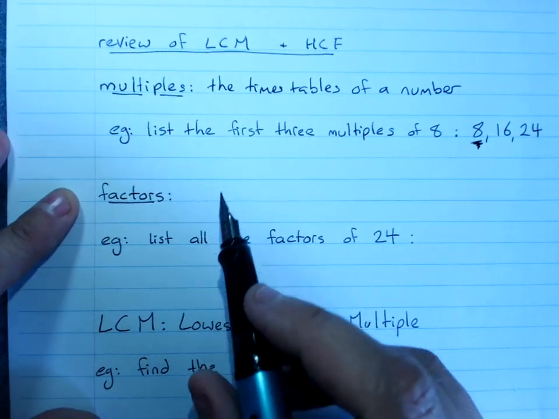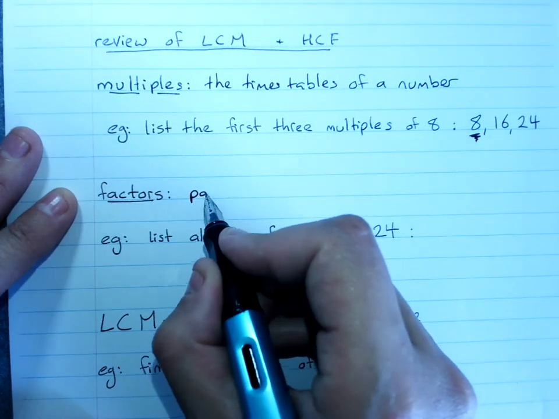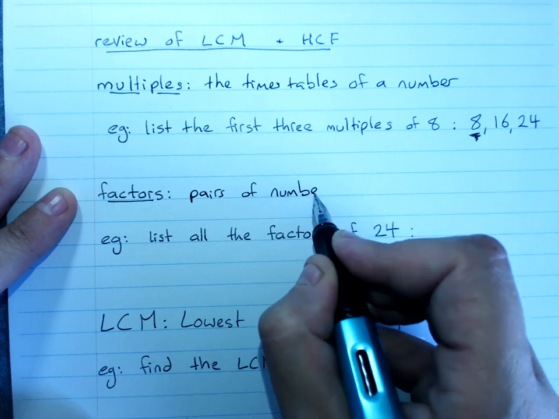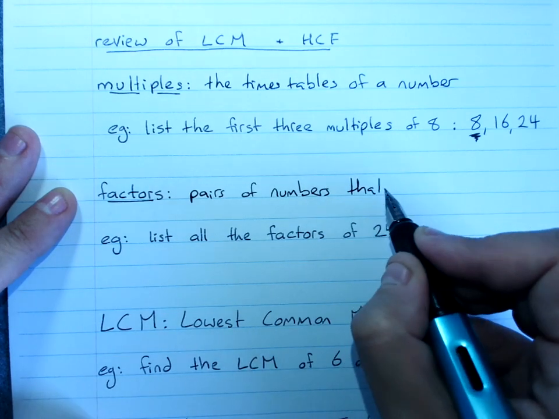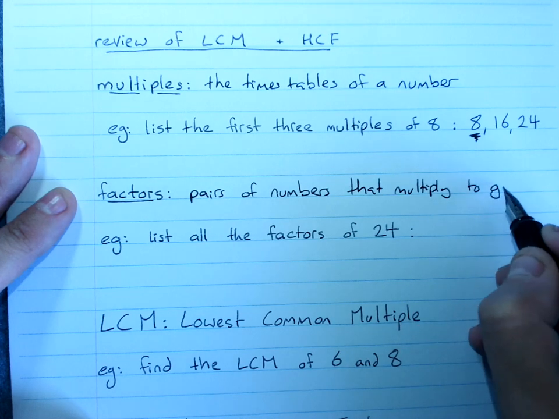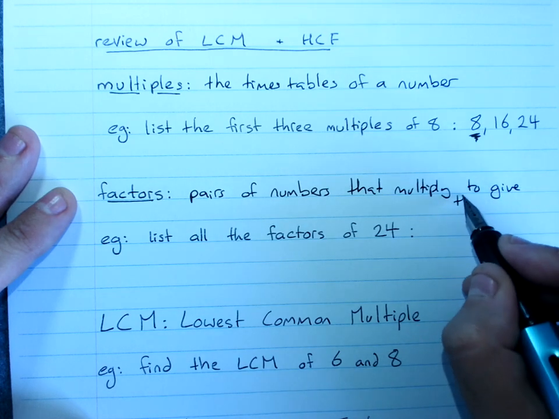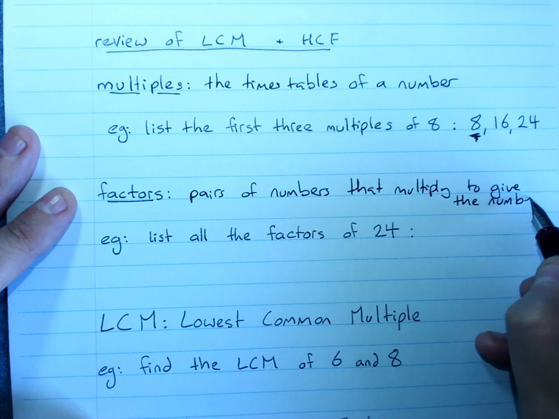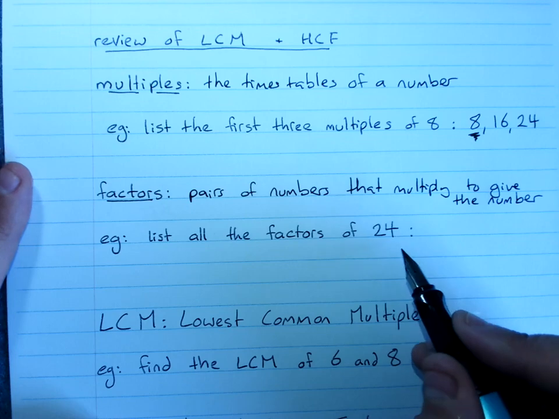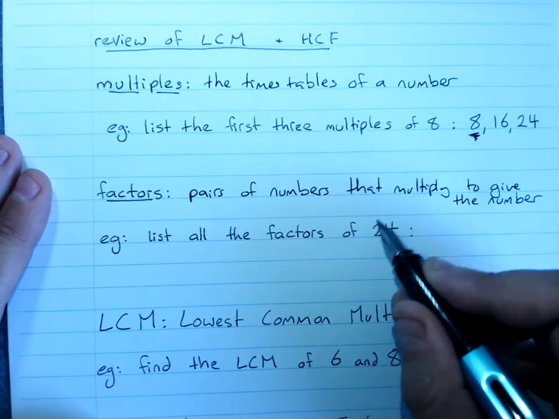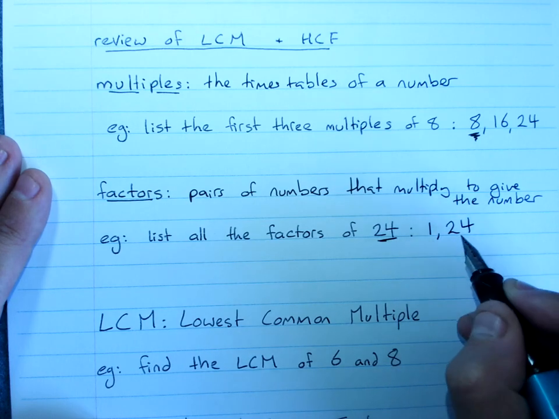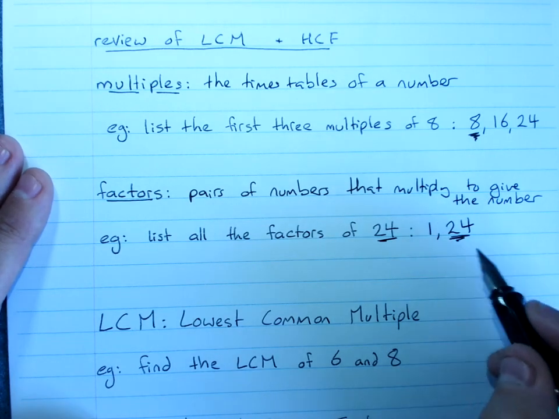Factors are the reverse. They're pairs of numbers that multiply to give the number that we're looking at. So list all the factors of 24. They're pairs of numbers that multiply to give it. You can always get 1 and the number itself, and the number is going to be the biggest factor. We can't go bigger than that.